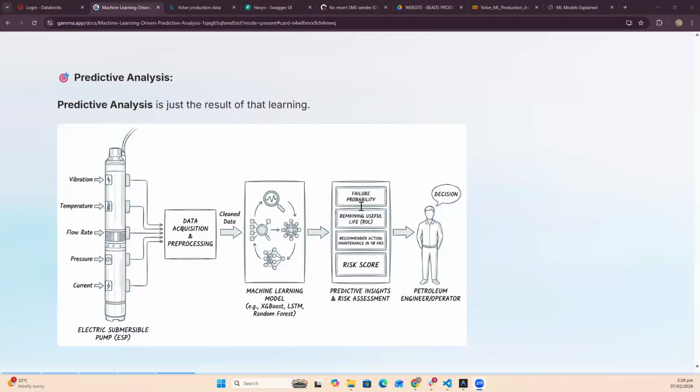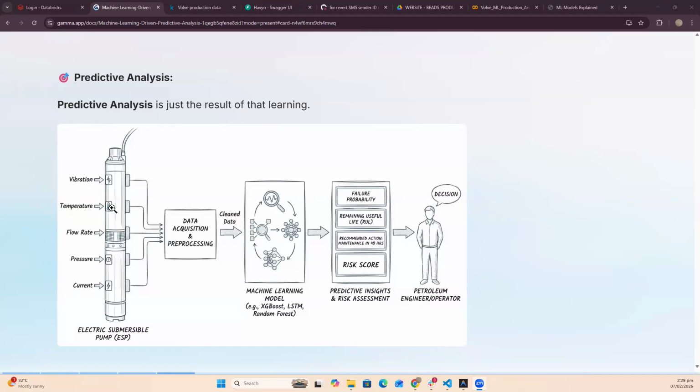Now, what is predictive analysis? It's just the result from that learning. Whatever our model learns, the outcome is predictive analysis. So let's take this case study. We have our pump, and those in petroleum know what this ESP does. It's basically for transportation. We have our pump, and we are taking data: vibration data, temperature, flow rates, pressure, current.